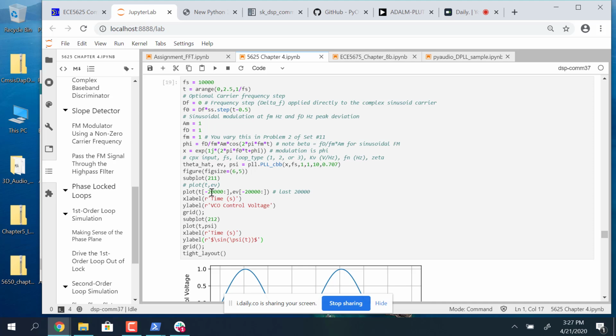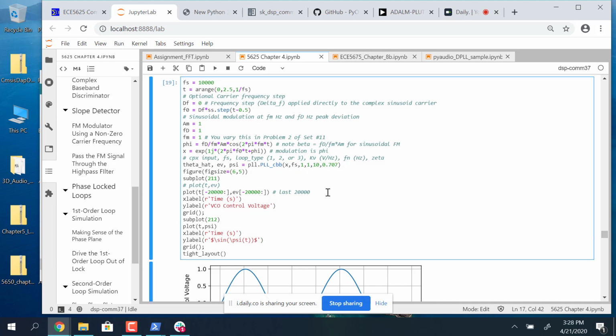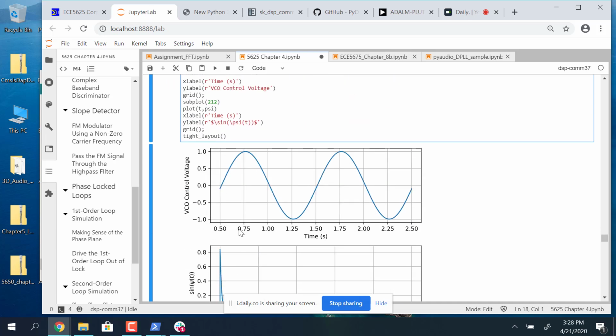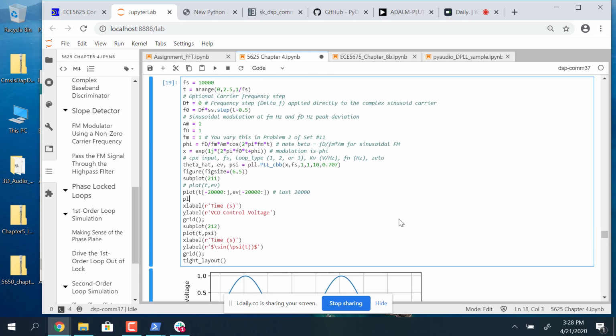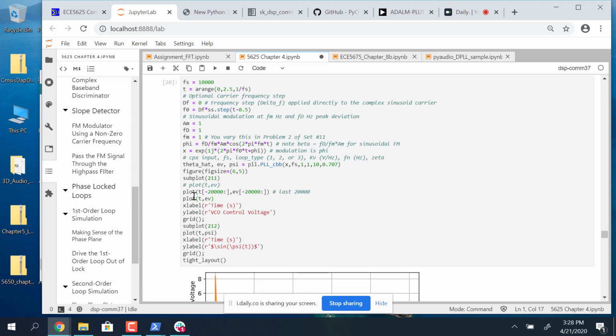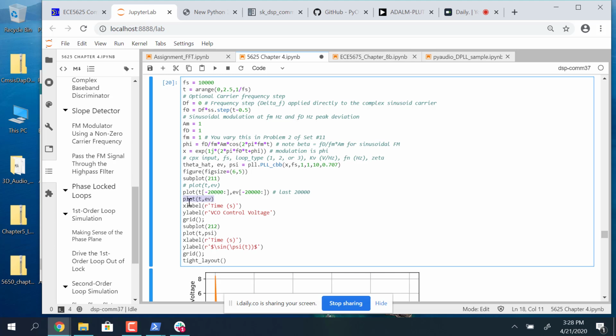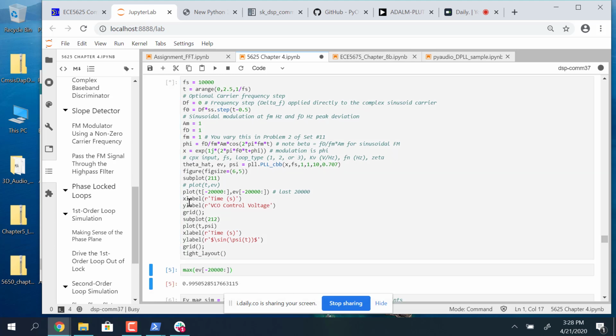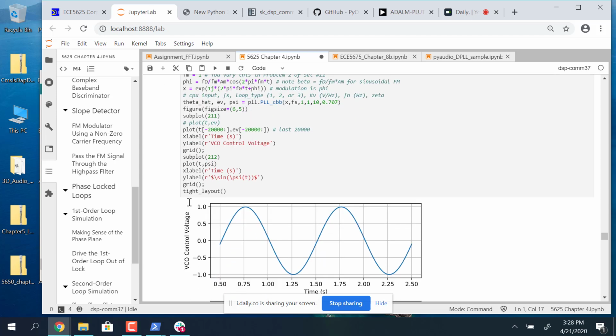I've done a little tweaking on here so that I'm not seeing all of the transients, so I'm starting 20,000 samples from the end, so I don't see the transient. That's what this business is right here. If I just wanted to plot the whole thing, I would just see the whole thing, but you can see here I'm starting at 0.5 seconds, so I've skipped over the transients. So if I was just to do plot t, comma EV, I would see this transient that you see in here. That's just as the loop is pulling in and starting to do its tracking. But for taking measurements experimentally, you want to avoid the transient, and I talk about that in the handwritten notes.